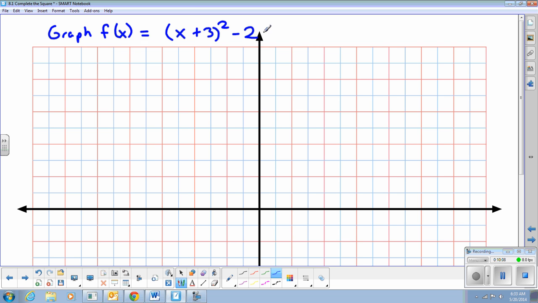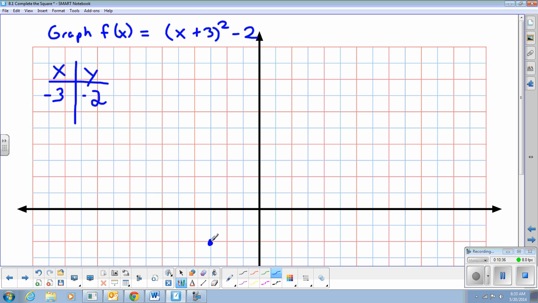But notice I have a -2 here. I will put the t-table here if you need to do that, and it might be a good idea when you're first starting to find your vertex. If I put in -3, that's going to cause the inside of the parentheses to equal 0. 0 minus 2 is -2. So then what does this mean? That means my vertex is at -3, -2, and there's my dot.